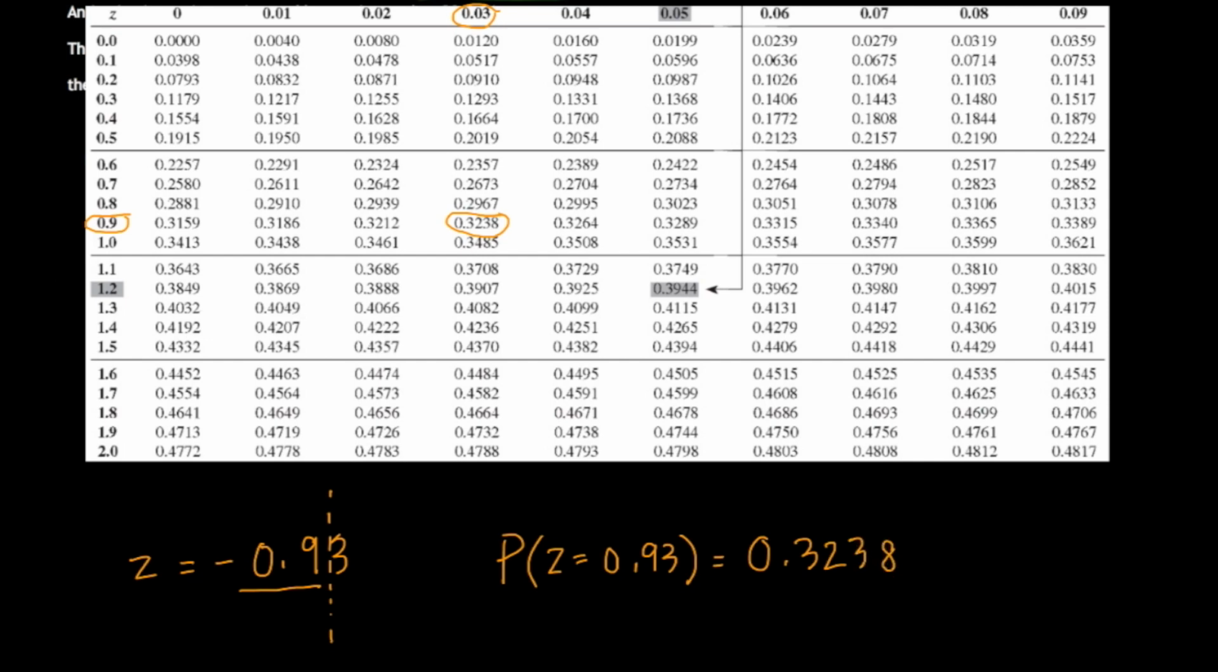Okay, so little recap. I found the intersection between 0.9 and 0.03, which represents my z-score of 0.93, and that's a probability of 0.3238. Okay, so let's just get rid of the table real quick.